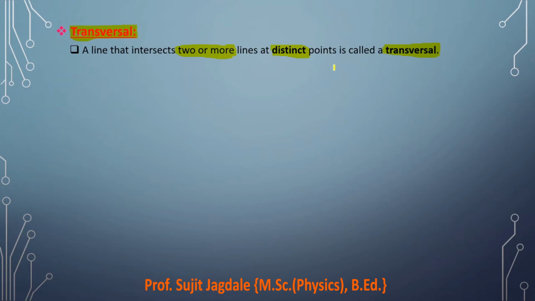So how that transversal can be drawn, that we are going to see here. We have to consider 2 or more lines. So suppose I consider these 2 lines. Now suppose I draw another line which is intersecting. Suppose I draw this line. Now this orange line is not referred to as a transversal because it is intersecting only a single line. It is not intersecting the second line. So it is not referred to as a transversal.